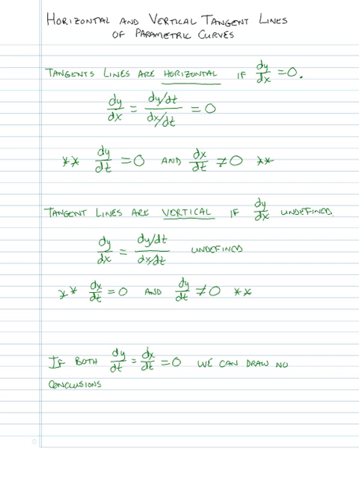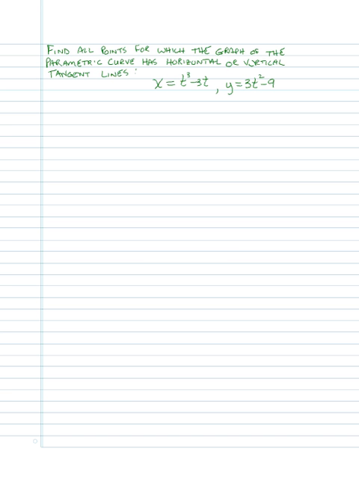Well, we'll continue on the next page by looking at a problem, a curve for which we will find both horizontal and vertical tangent lines. So we're to find all the points on the graph for which the graph of the parametric curve has horizontal or vertical tangent lines. And the curve is defined by x equal t cubed minus 3t and y equal 3t squared minus 9.